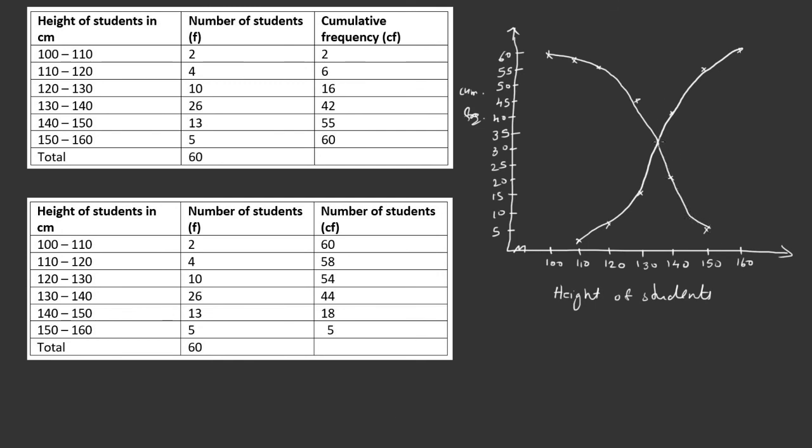The two ogives intersect at a point here. Draw a perpendicular to the x-axis from this point. The perpendicular cuts the x-axis at a point, and this is the median. I can see the median is in between 130 to 140, and the exact value is 135.38 for this data.